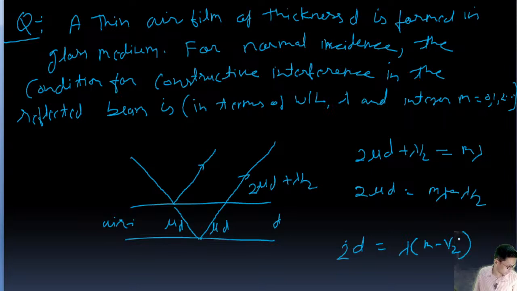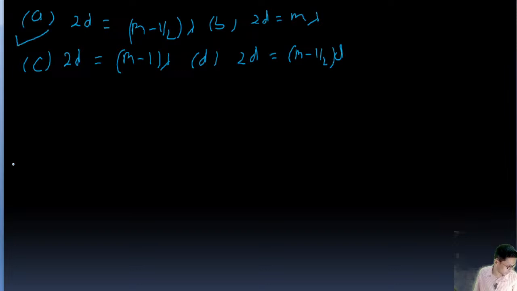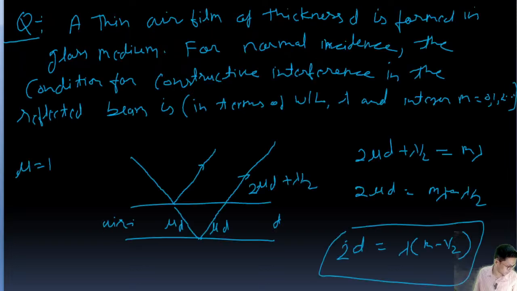Here, for the glass medium, mu is given as 1. That's why mu equal to 1. So this is the condition. Which option is matching, guys? I hope it is visible. Mu is 1, so option A is matching: 2d equal to (m minus half) lambda.